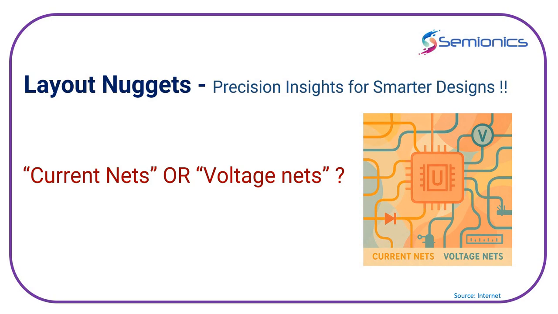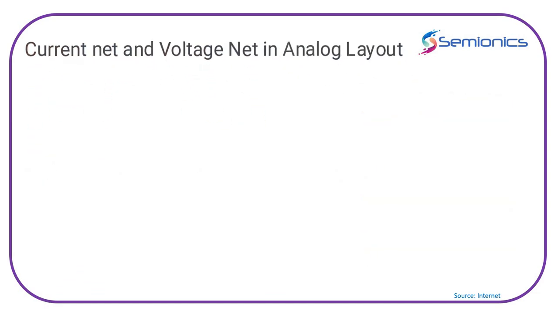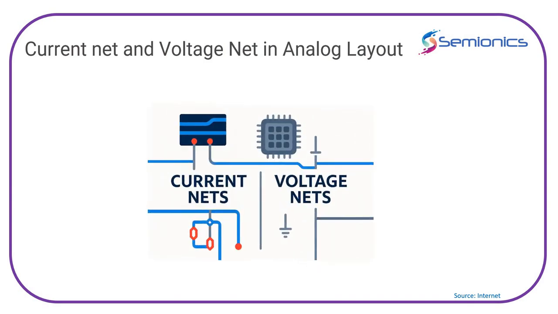Current nets or voltage nets? What's the difference between a current net and a voltage net in analog layout? Let's break it down. Nice and simple. Current nets are designed to carry current, whether it's constant or mirrored, like in bias chains or current mirrors.